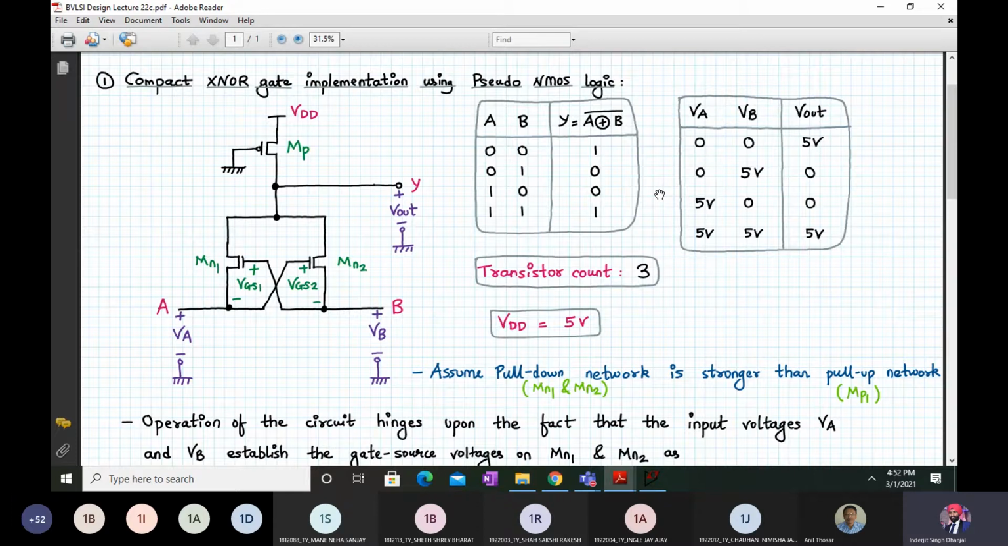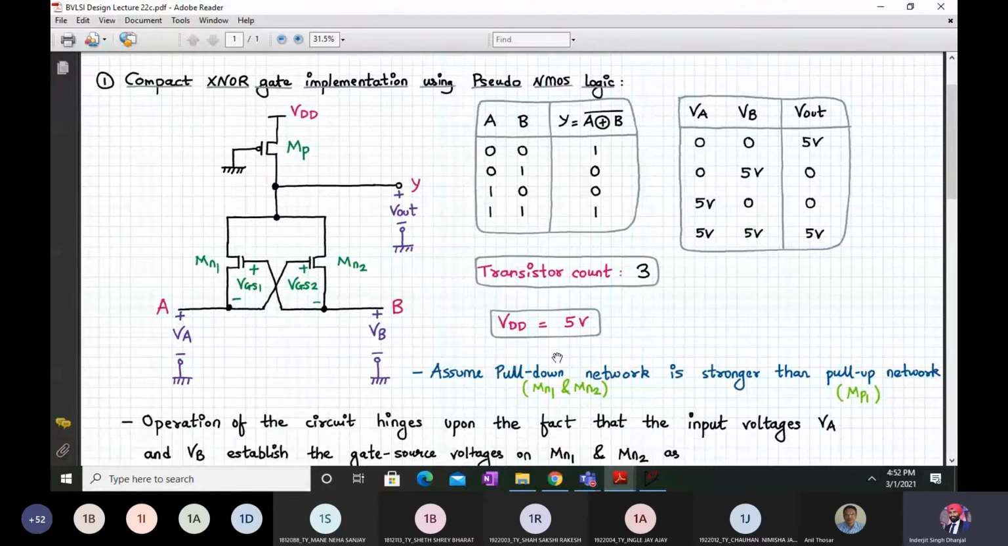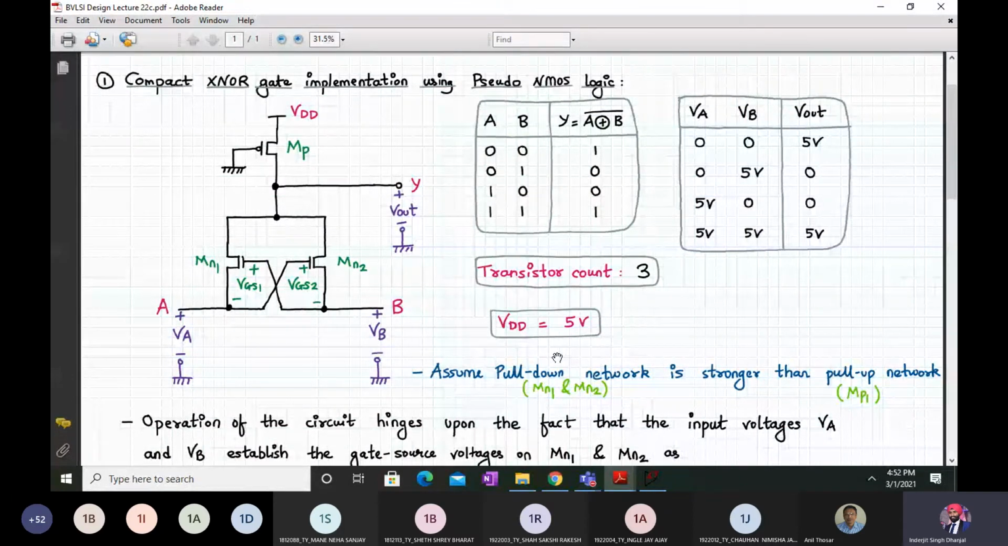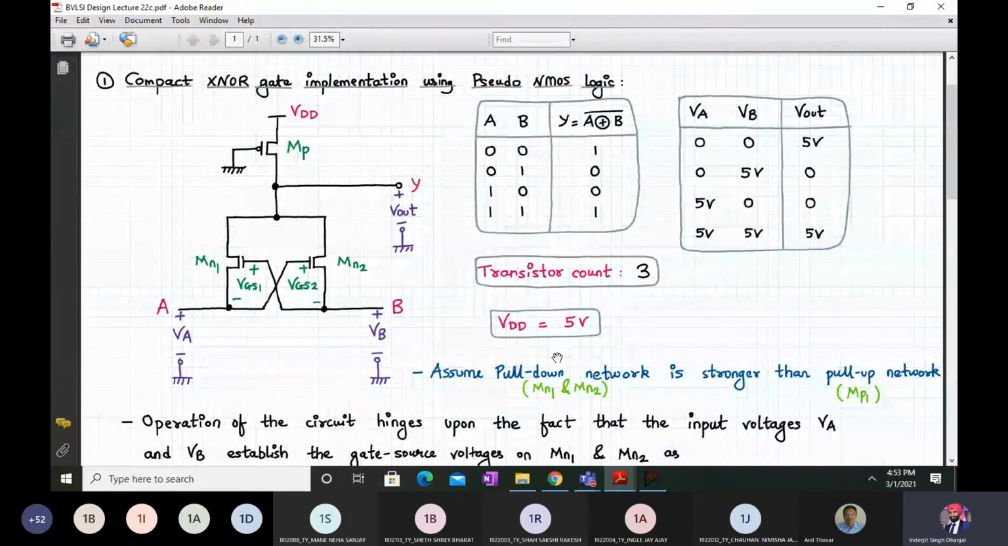Earlier, if you remember, using static CMOS logic, we implemented the XNOR gate. You remember how many transistors we utilized. This circuit uses only 3 transistors for 2 inputs. So it's a compact XNOR gate implementation using pseudo NMOS logic. Quickly draw this circuit in your book. And here we assume that the pull-down network is stronger than the pull-up network. That is the assumption we make.